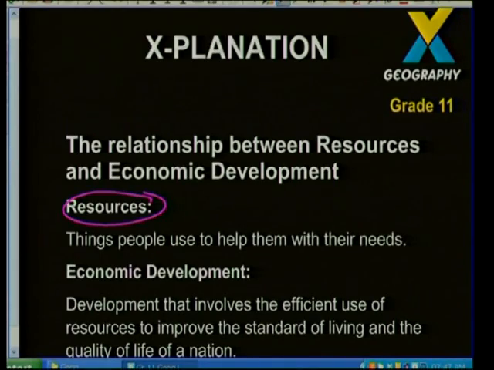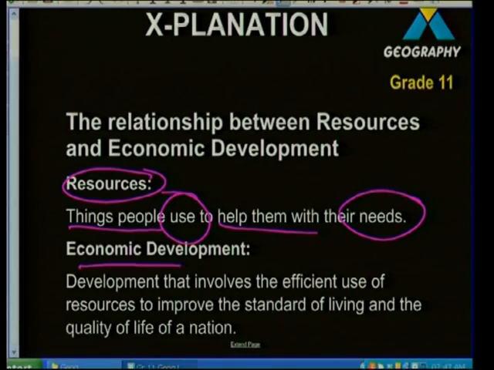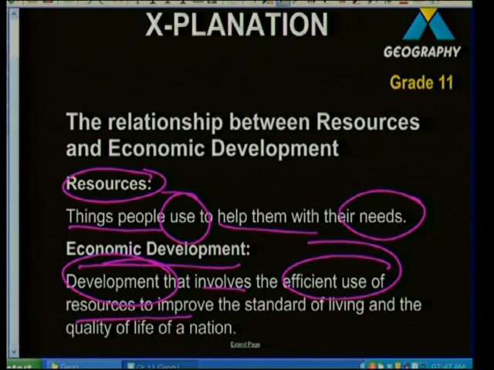Let's look at some definitions in order to help us better understand the concepts we are dealing with. Resources. Simply put, things people use, a key concept, to help them with their needs. Every human being on this planet has needs, and these needs are helped to be achieved by obtaining resources. Some of us require more resources, whilst others require less resources. Let's look at the term economic development. Development that involves the efficient use of resources to improve the standard of living as well as the quality of life of an individual as well as a nation.